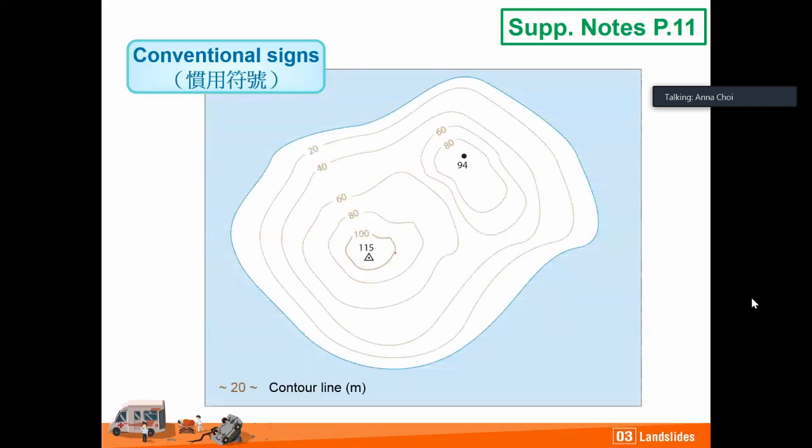Sometimes I would like to tell you the exact height, then I will use the conventional sign. This will be the third method to present the relief. We have two conventional signs to represent the exact height. One we call the trigonometric station. It is a triangular shape with a dot inside and together with a number on top. Another one we call spot height, and we just simply use a black dot with the number.